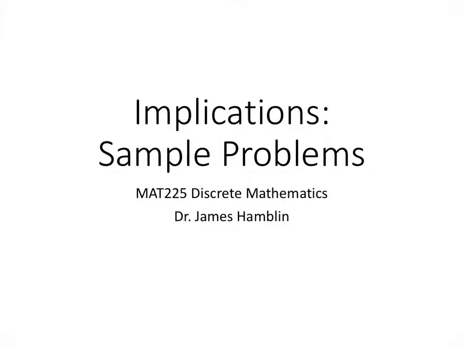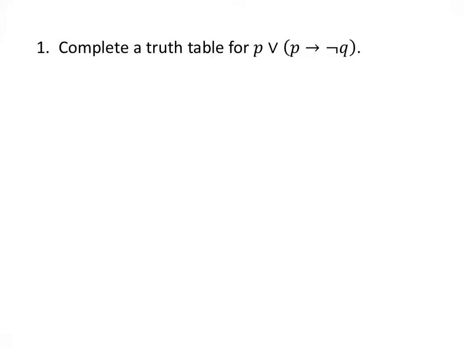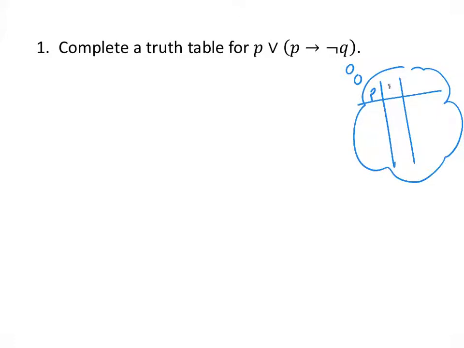In this video, I'll work through some sample problems on implications. For this first problem, we need to build a truth table for P or (P implies not Q). To break this down, we need to think about the basic truth table for P implies Q. That's what we're going to have to keep in mind as we work through breaking down this more complicated proposition.